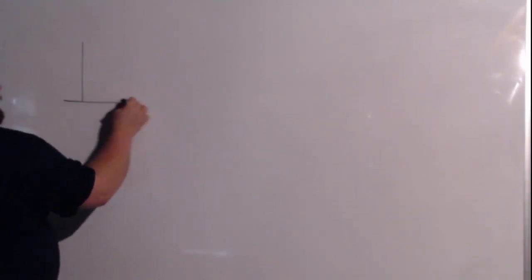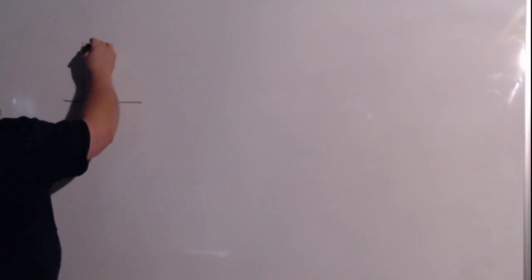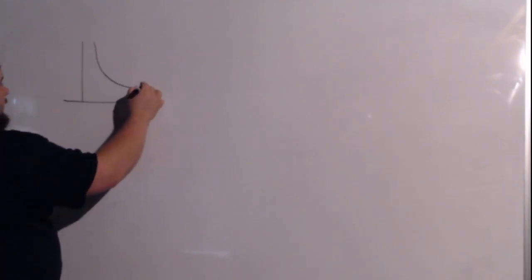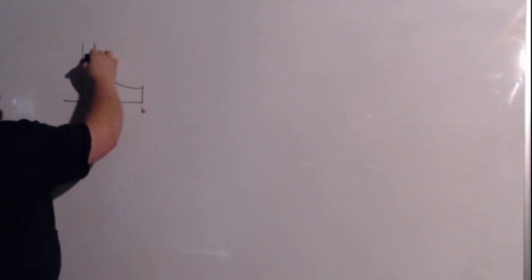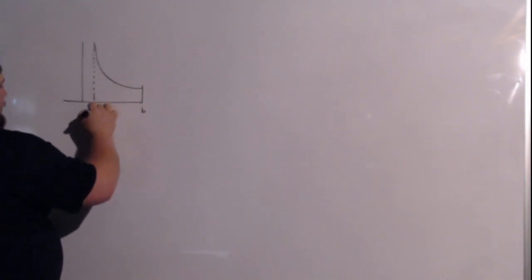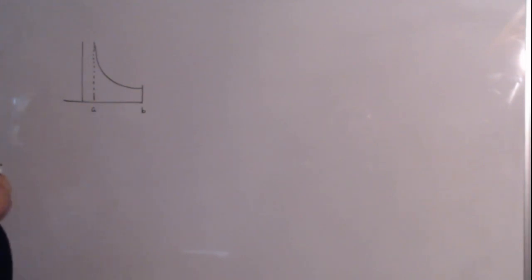And one way that we can find the area under a curve between, let's say, this point and this point is to draw a bunch of little rectangles.